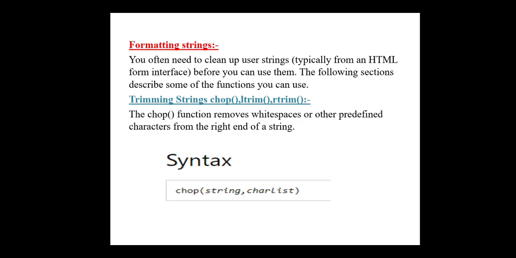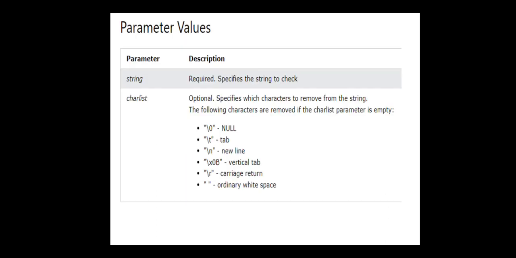So formatting the strings, you often need to clean up your strings, typically from an HTML form interface, before you can use them. The following section describes some of the functions you can use, that is trimming strings like chop, ltrim and rtrim. The chop function removes the white spaces or other predefined characters from the right end of the string. Syntax chop string comma char list. So parameter values are like string and char list. So you can read this and take down in your notes.